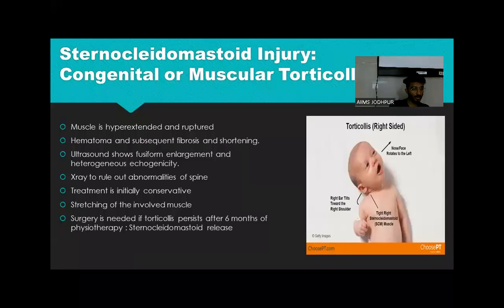sternocleidomastoid, and an X-ray should be done to rule out other abnormalities of the skull and spine. Initially, we can do conservative management with stretching of the involved muscle. Surgery is needed if torticollis persists after 6 months of physiotherapy, and sternocleidomastoid release surgery is performed.